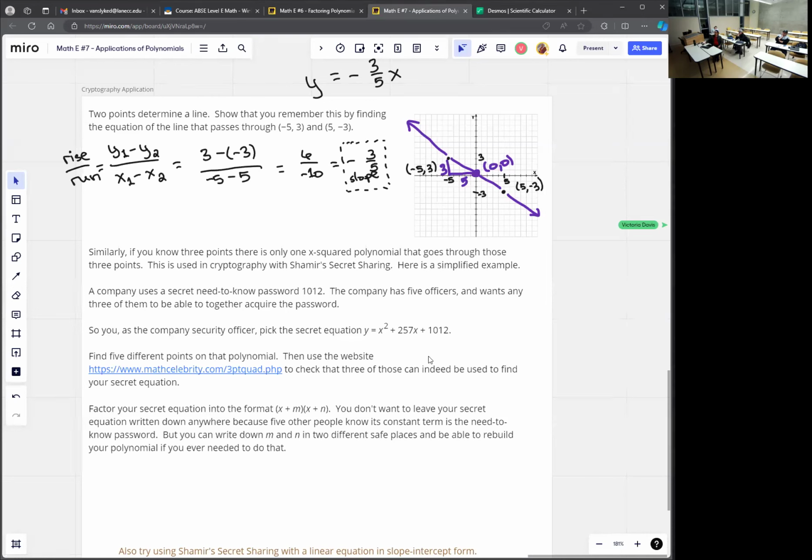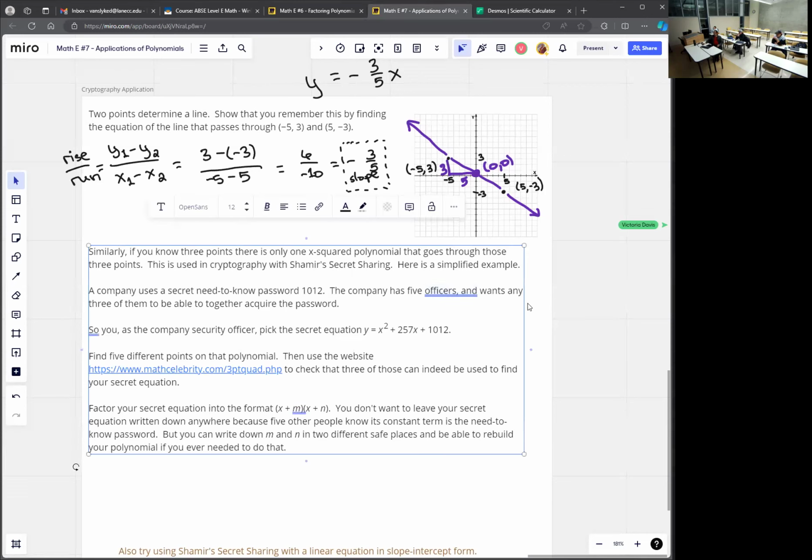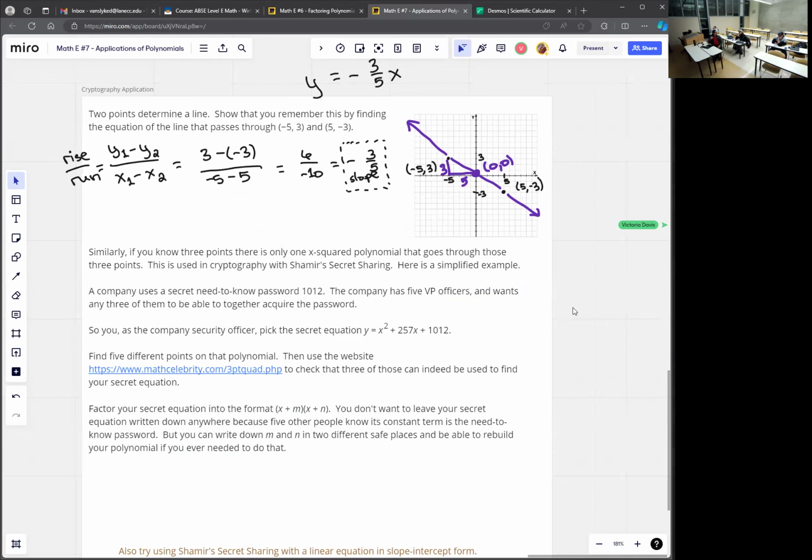The company has five CEO type officers, vice presidents. And any three of them should be able to get together and find what the password is. So if the security officer dies in a car accident, they can get together and find the secret password they need, reboot their computer system or whatever it is. But we don't want them to be able to get it with only one or two of them. We need three of the five VPs to cooperate to get the new password.